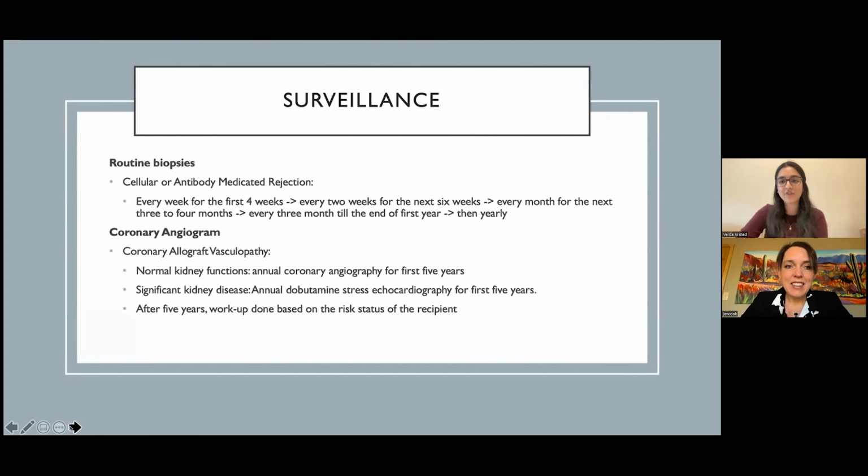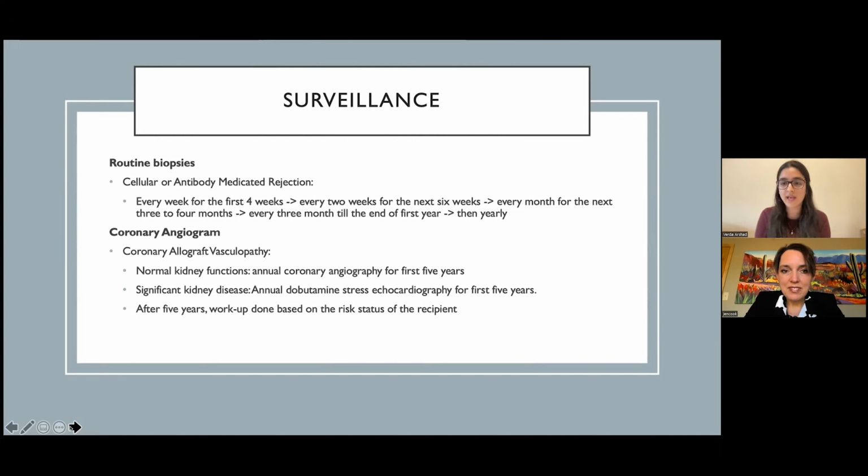Okay, so the first thing that we wanted to talk about was how patients after a transplant undergo surveillance very regularly, which involves routine biopsies and coronary angiograms. These biopsies are used to assess for either cellular or antibody-mediated rejection, which we'll get into. Basically, for the first 4 weeks, they're done every week. For the next 6 weeks, it's every 2 weeks, then every month for the next 3 to 4 months. And then to the end of the first year, it's every 3 months. Beyond the first year, these biopsies are done every year.